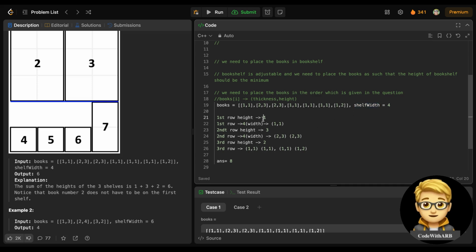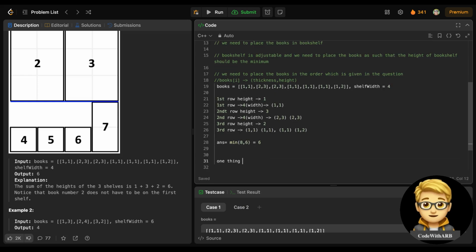because 1 2 3 4, there are four books and the total width occupied by these four books is the shelf width, right? So now you will see this 1 plus 3 is 4, 4 plus 2 is 6. So there are possibilities like 6 also, right? This is a possibility also. And what is the minimum height in both of the possibilities? 6, right?